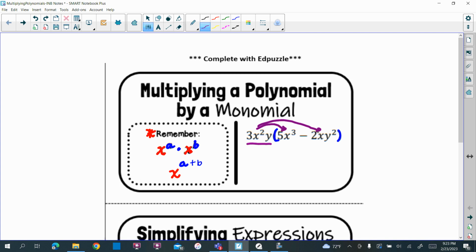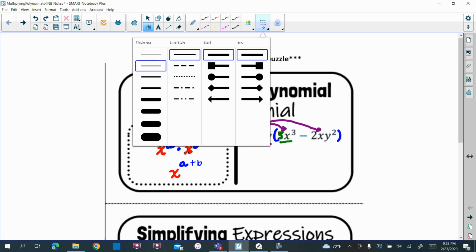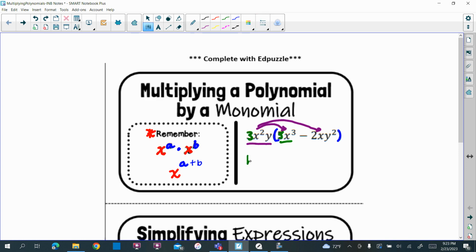This is when we have to pay attention to our product rule, because right off the bat we have 3x to the second power y, right? We're going to multiply it by this first term, which is 5x to the third power. So we still do our coefficients. The 3 and the 5 get multiplied together. So that gives me 15.